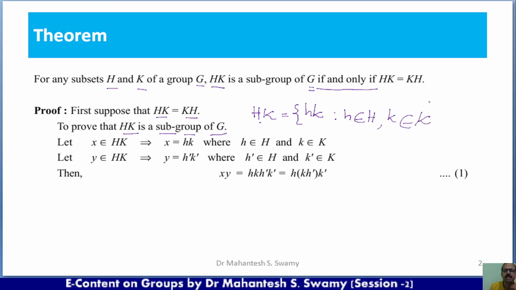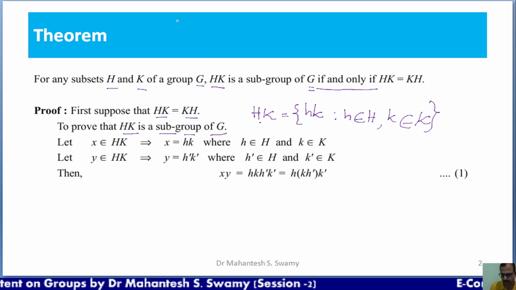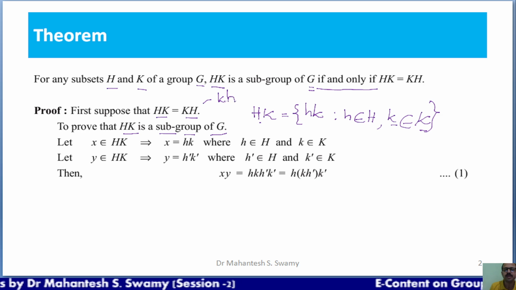So HK is a set containing this type of elements, where h is a member of the first set and k is a member of the second set, capital K. Similarly, KH means the set containing elements like small k, small h, where small k belongs to capital K and small h belongs to capital H. In this way we define the two sets KH and HK.